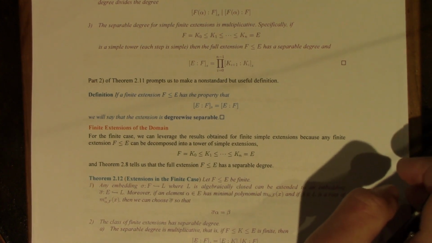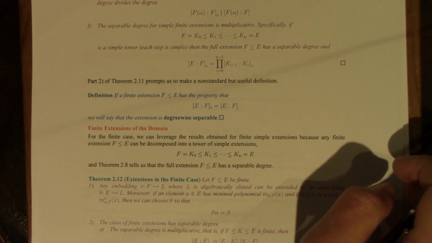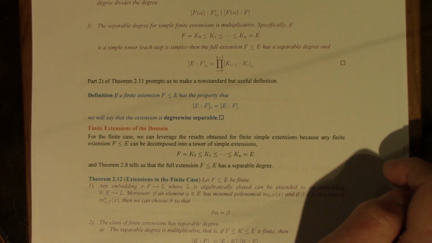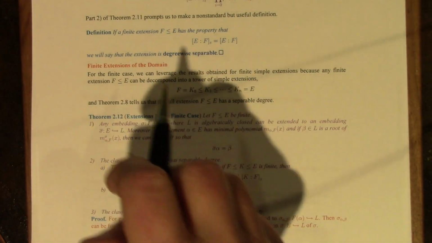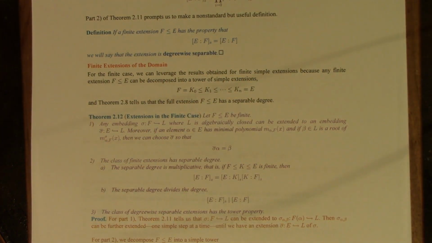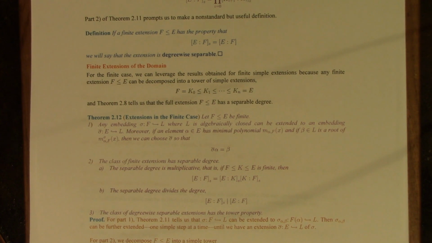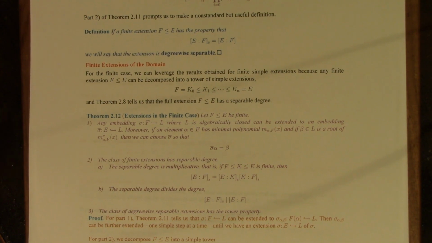So that is the story for finite simple extensions. In theory, we know how to get all the extensions. I say in theory because you have to find the roots of a certain polynomial, but we know exactly what they look like, and we know exactly how many there are.